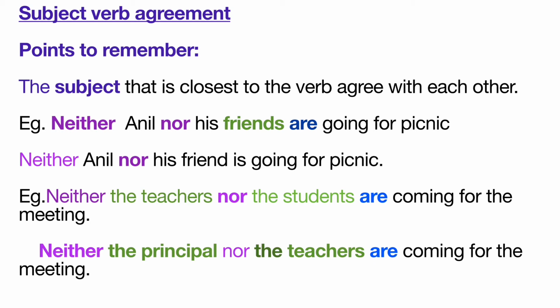Next, neither the teachers nor the students. Both the subjects are plural, so the plural verb are is used. Then, neither the principal nor the teachers. Again, are is used with the teachers because this is the nearest subject. Neither the principal nor the teachers are coming for the meeting.